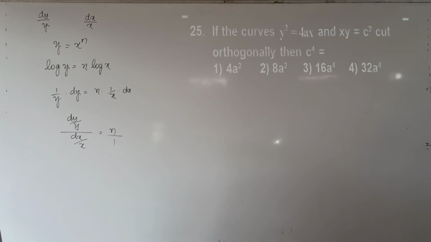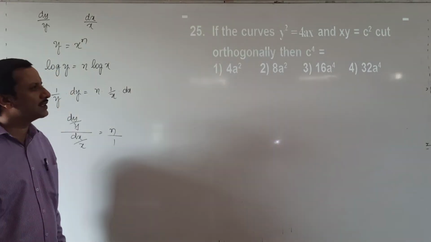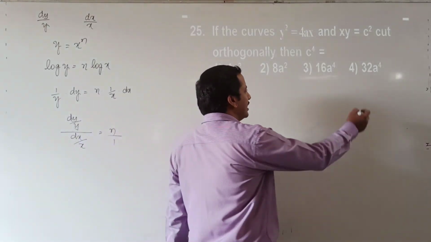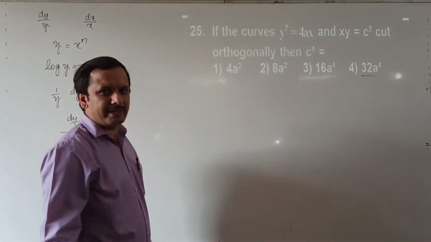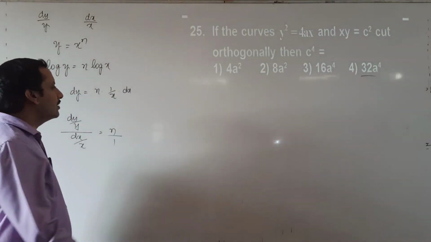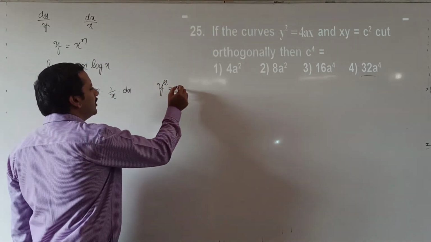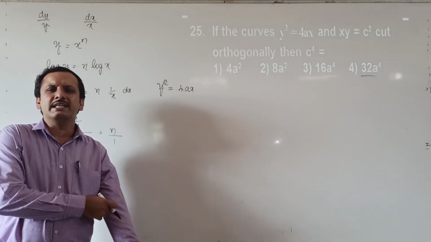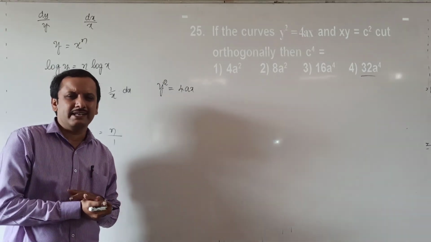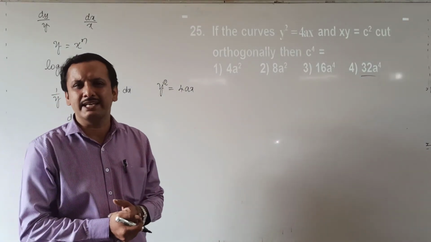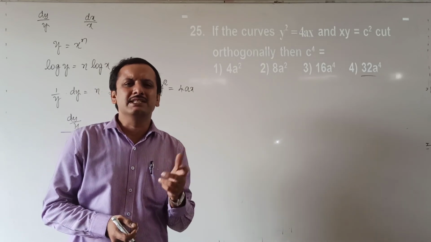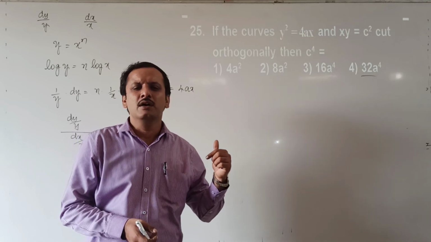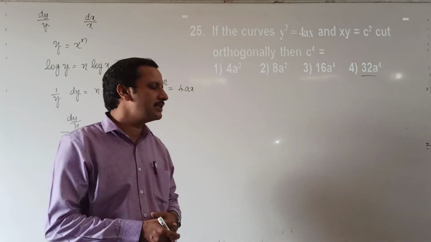Then, if the curves y square equal to 4ax and xy is equal to c square cut orthogonally, then c power 4 is equal to 32 a power 4. If you can remember, directly remember that answer and then write it. If not, I will tell you how to solve it. Y square is equal to 4ax. They cut each other orthogonally, which means the angle between them is 90 degree, which means the angle between their tangents is 90 degree. When the angle between their tangents is 90 degree, m1 into m2 is equal to minus 1, where m1 is the slope of the first tangent and m2 is the slope of the second tangent.